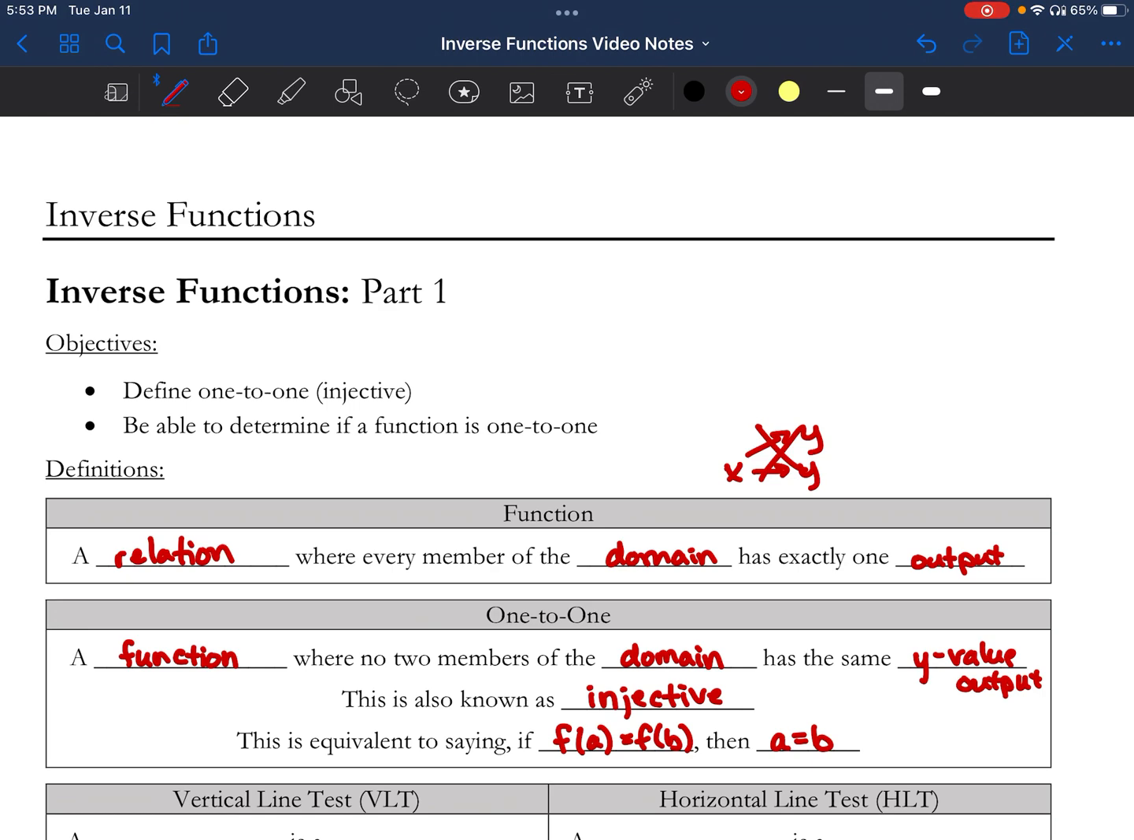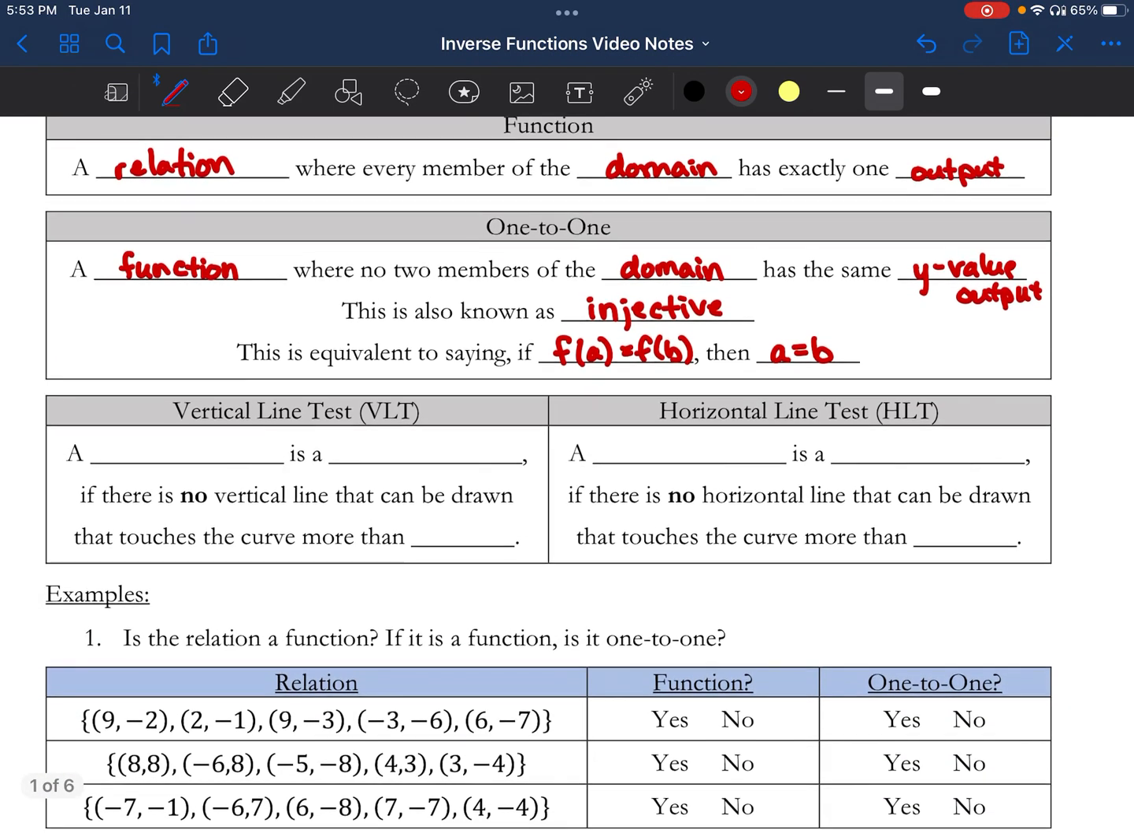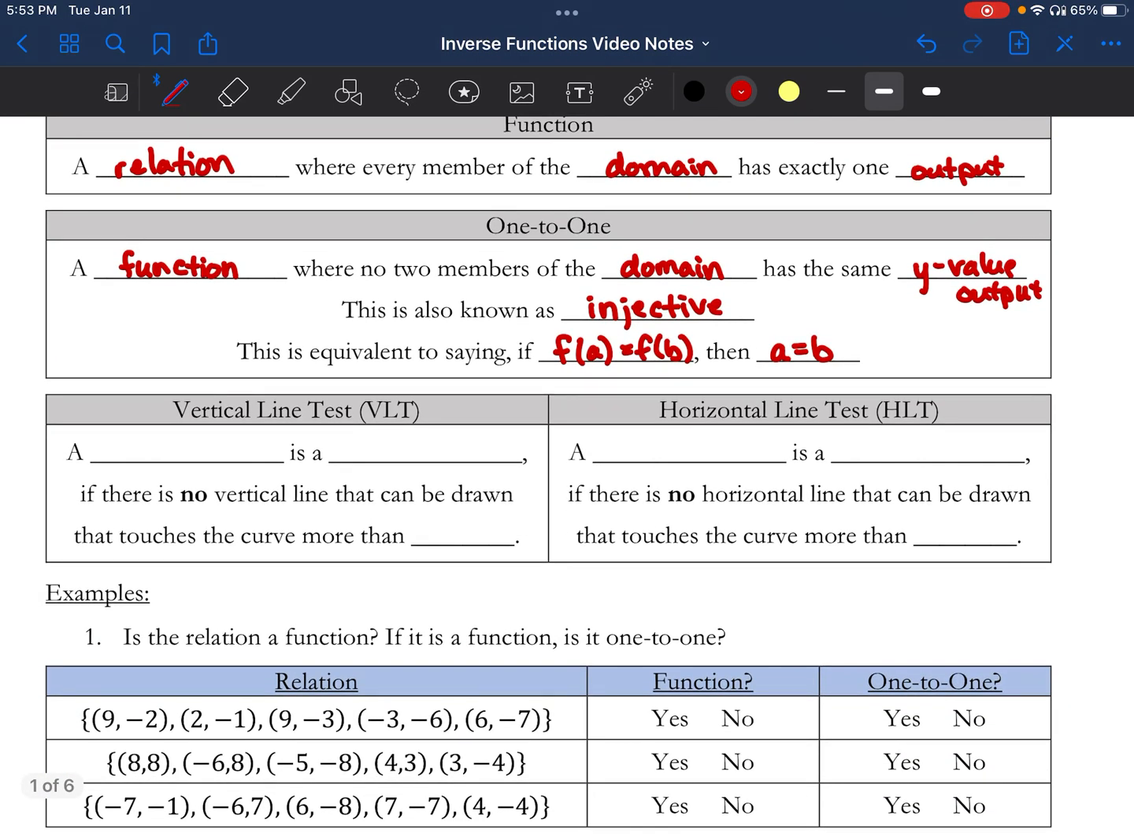Now I'm going to go a little bit further and talk a little bit more about some of the tests that we would use to see if something is one-to-one. So the first one is the vertical line test. Now what we're going to do is draw a vertical line, and that's going to tell me if a relation is a function if I can draw a vertical line and it only touches the curve in one place. There is no vertical line that can be drawn that touches the curve more than in one place, one point.